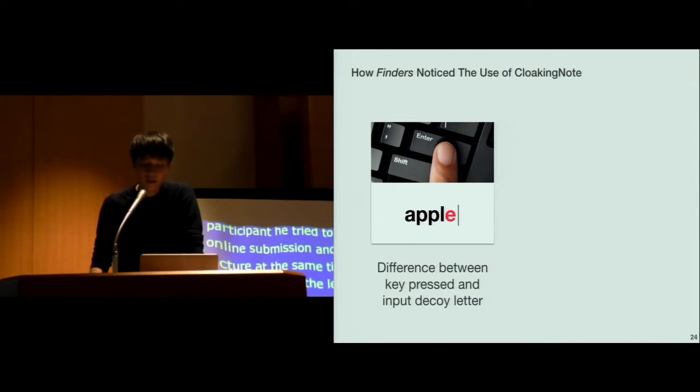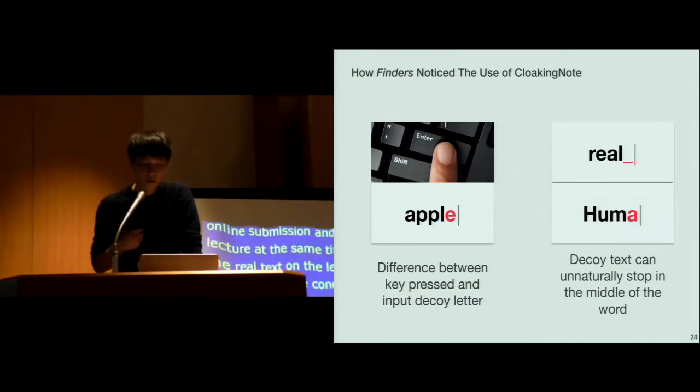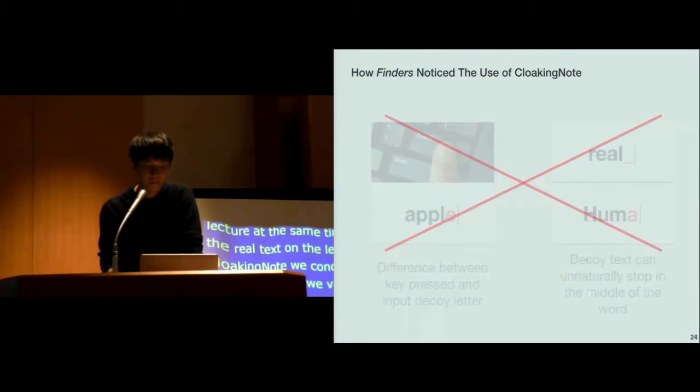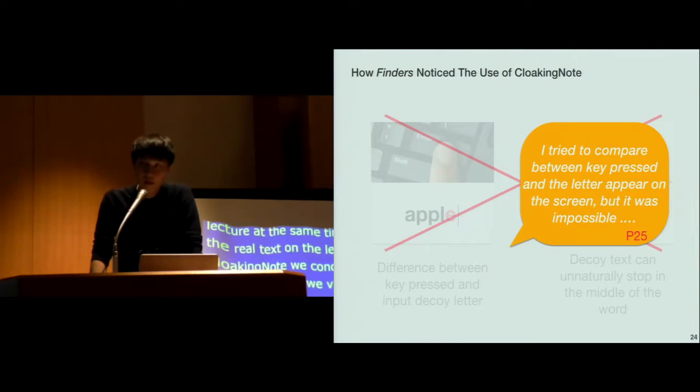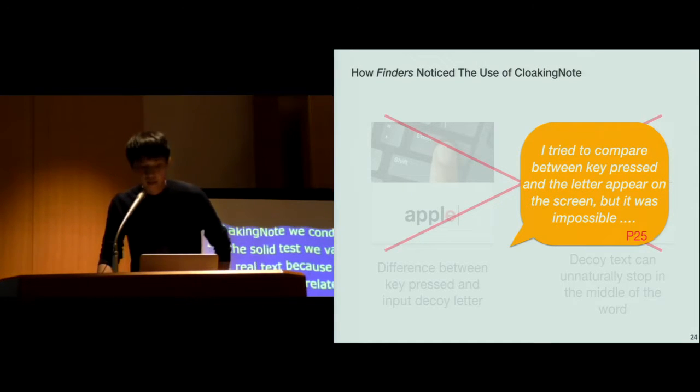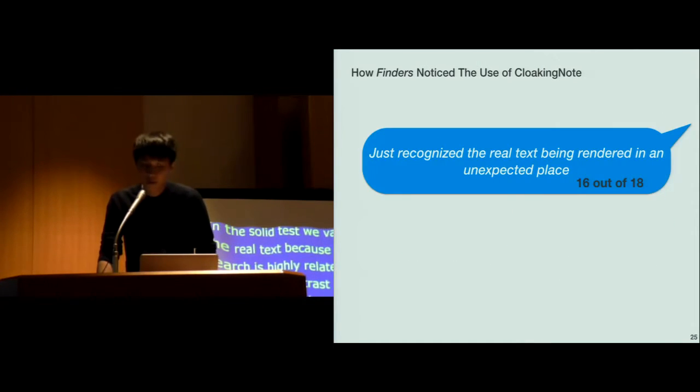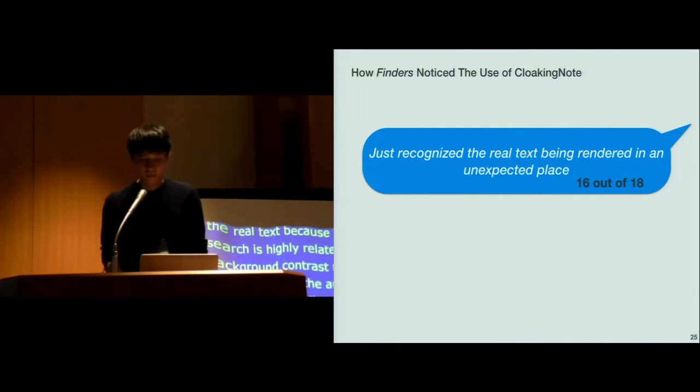In the study, an actor, one of the authors, used CloakingNote while each participant observed the screen. We varied the contrast of the real text between participants, and 3 contrast levels were selected from the previous studies. The screen layout was fixed across all conditions for all participants.